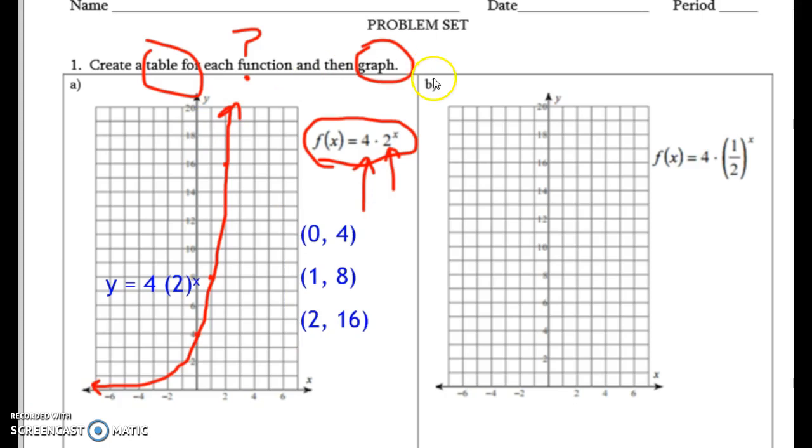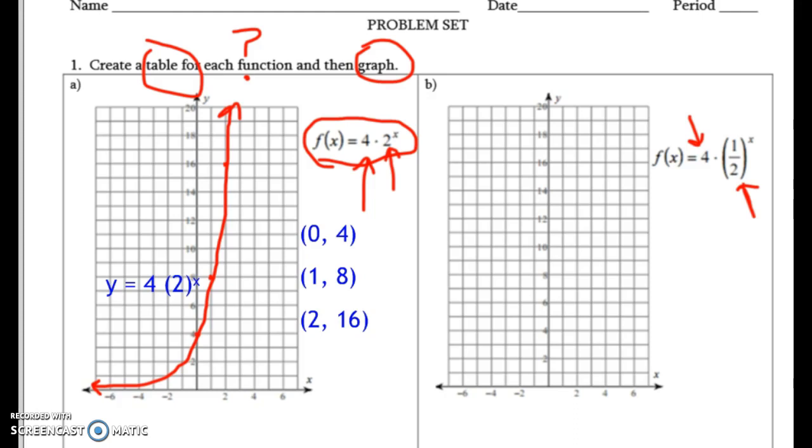I can use a similar strategy to graph the other one. It looks like we're starting from the same value. We're given the information that the y-intercept is still 4, but our growth pattern is 1/2. And in this case, it's not really a growth pattern, it's really decay. It's smaller than 1, so it has to be decay.